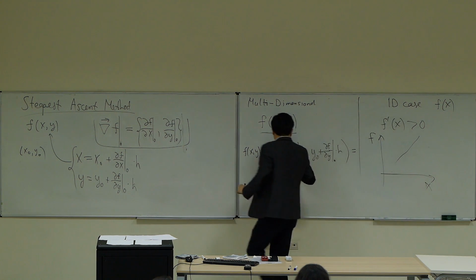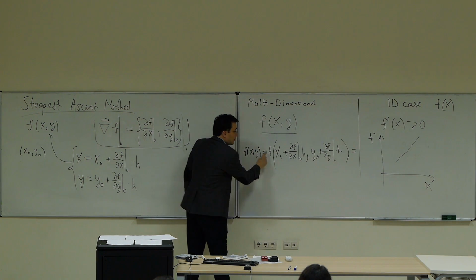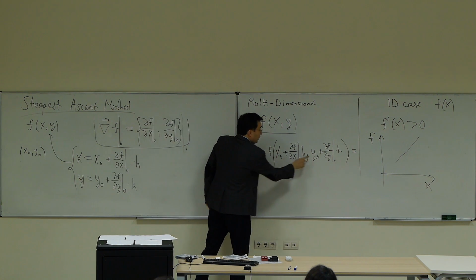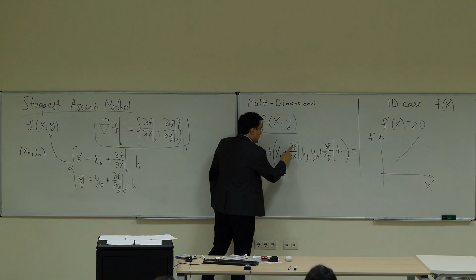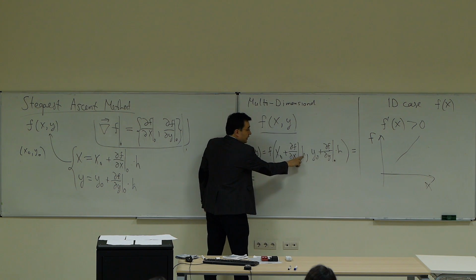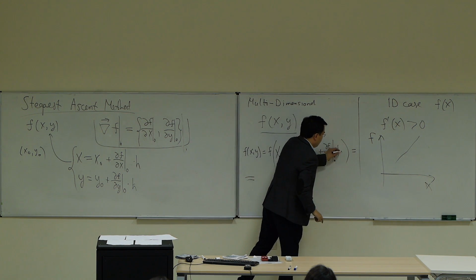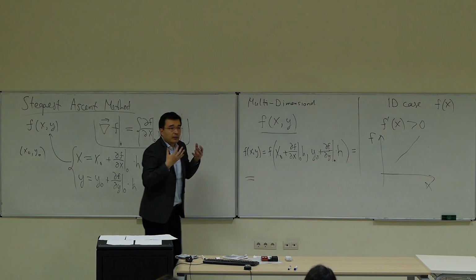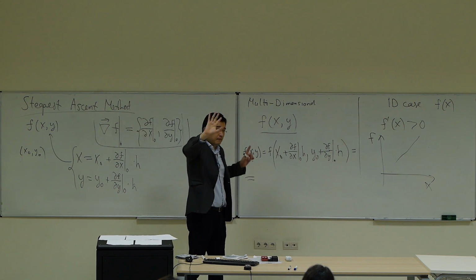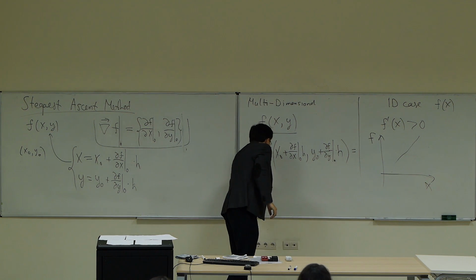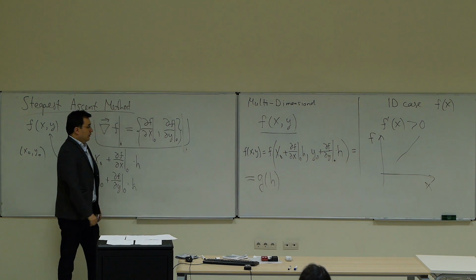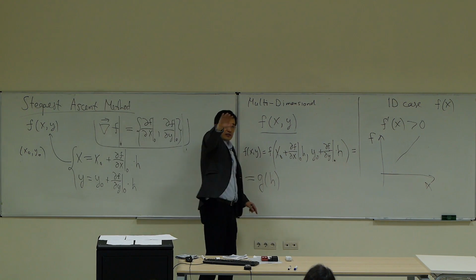What is this? This is not a two-dimensional function. It is a one-dimensional function because x0 and y0 are fixed, given. df/dx at that point is also fixed. The only thing which is not fixed is h. That's the only free parameter. So out of a two-dimensional function, we created a one-dimensional function along this direction. Let's call it g of h. So it's one-dimensional along that direction.